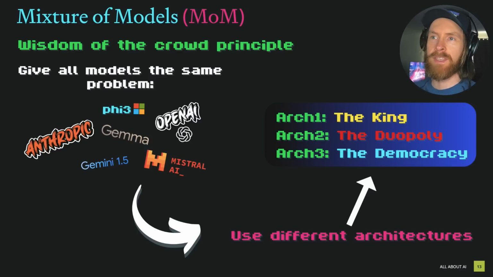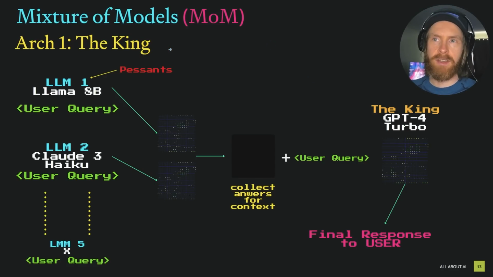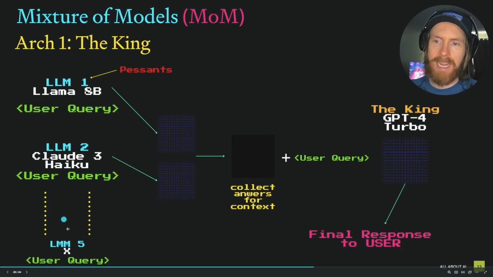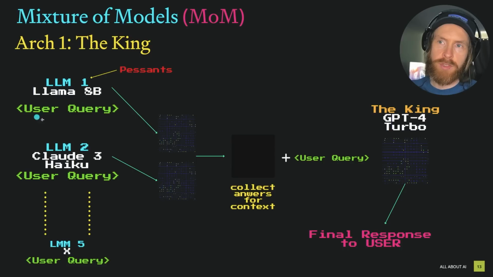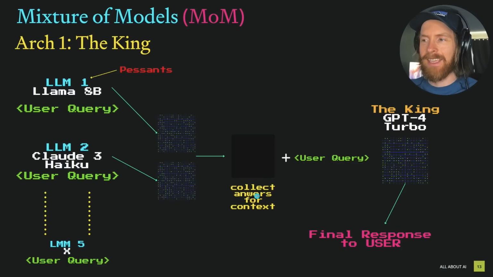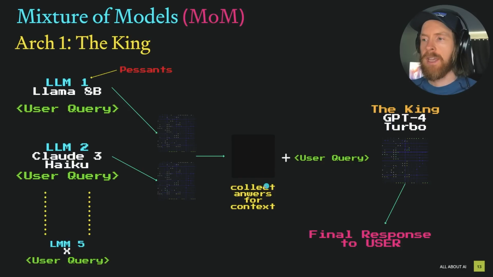Let me show you all of these different architectures, then you get a better understanding of what I mean by this. If we take a look at architecture 1, that is the king. Here we have, let's say 1, 2, 3, 4, we can have up to as many LLMs as we want, and I've called these peasants. We can have Llama 8b, Claude 3 Haiku, and any kind of LLM we want. We're going to ask them the same user query, right? And we're going to compute that answer, collecting all of these answers. Then we're going to use these answers from the peasants as context and combine that with the user query.